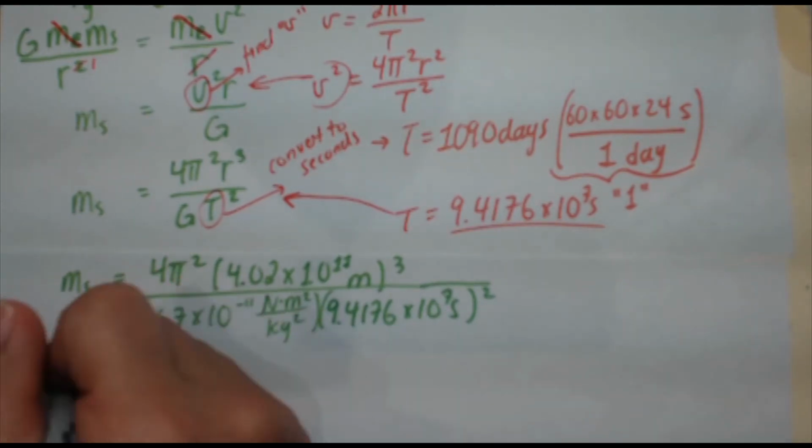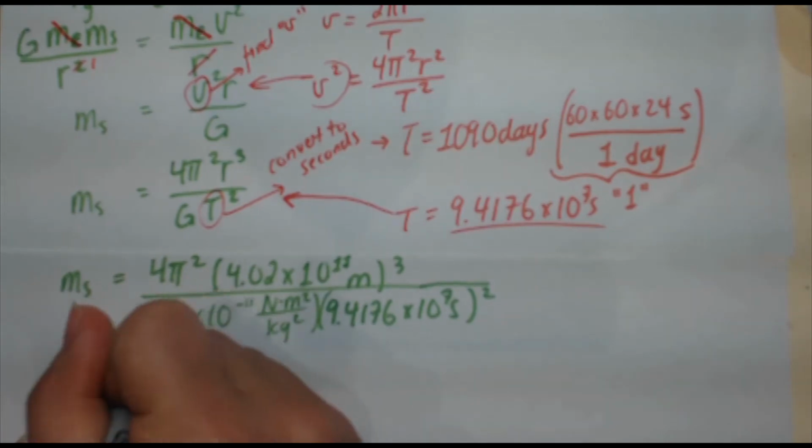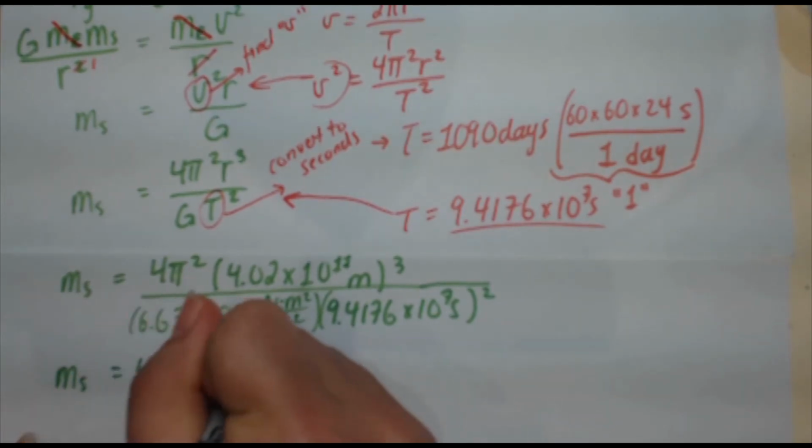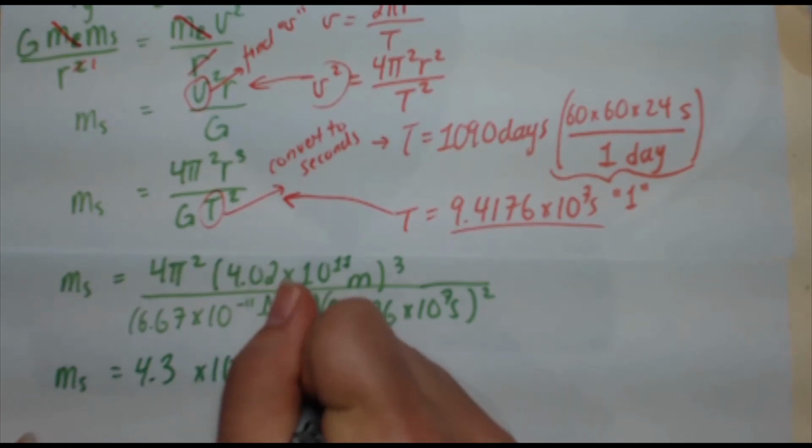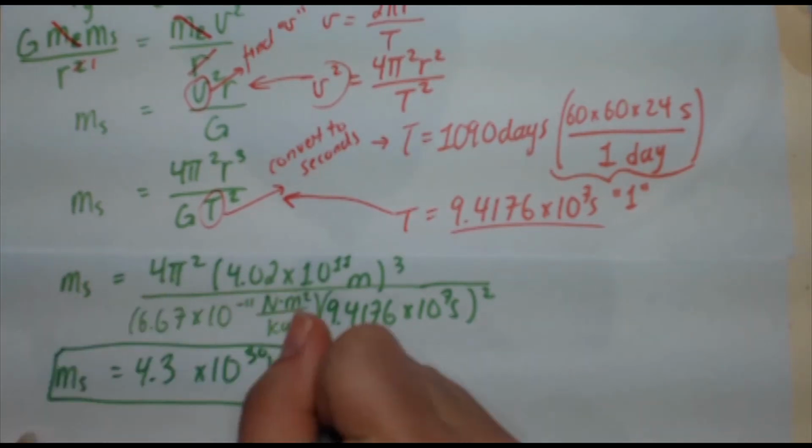When you crank all that out, you end up with the mass of the star, which is 4.3 times 10 to the 30 kilograms, which is just over twice the mass of our sun.